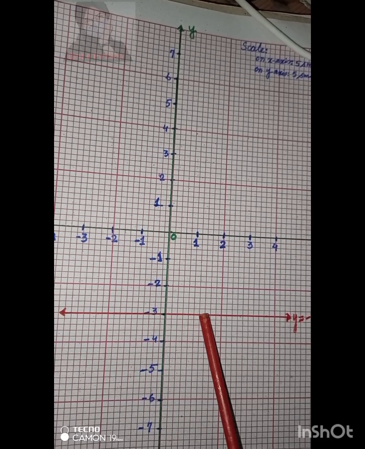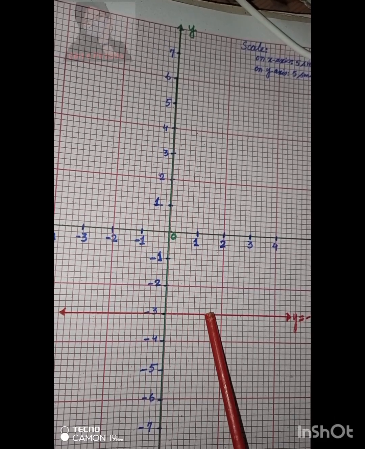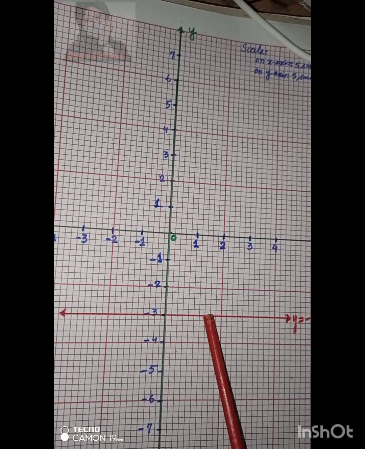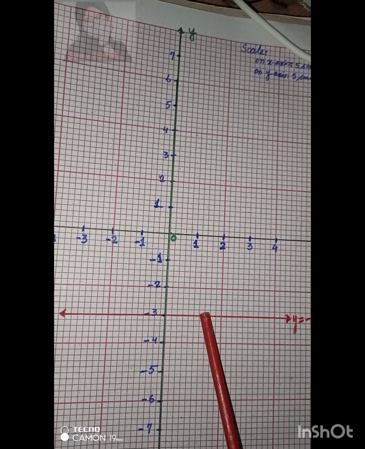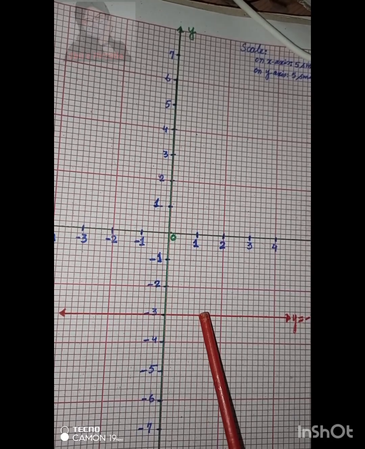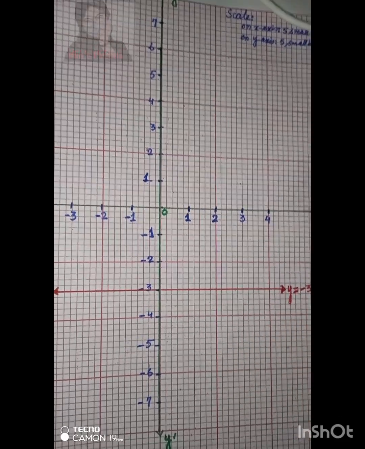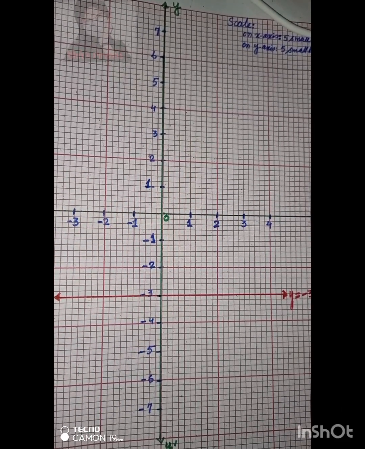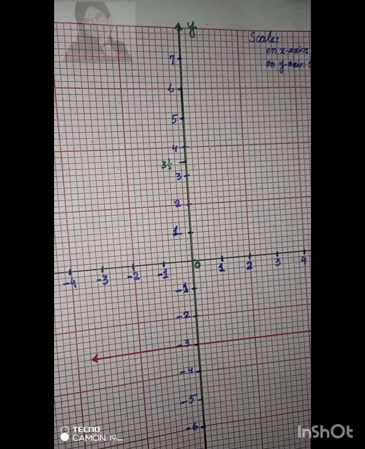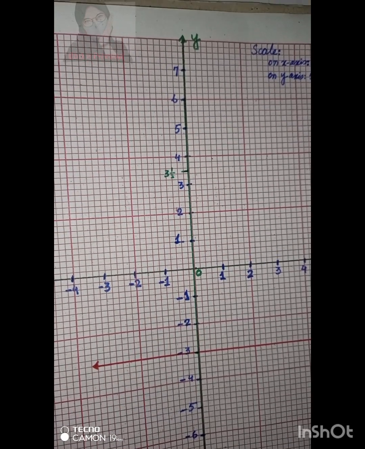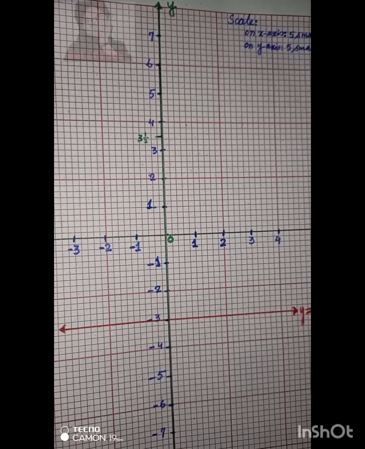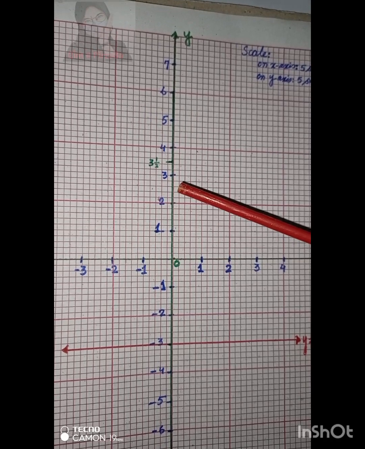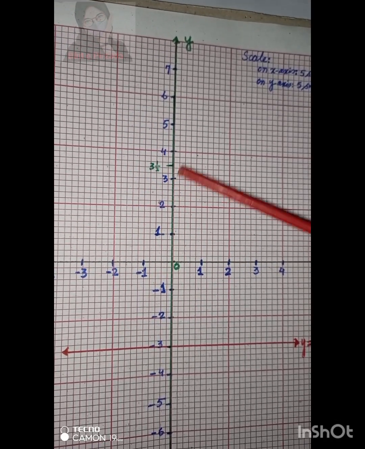I have told you, the gradient of a line parallel to the x-axis is 0. So the gradient of this line is 0. This line has no steepness. It is parallel to the x-axis. So here is the graph of the line y is equal to -3. Now we will draw the graph of y is equal to 3 whole 1 by 2. First of all, we will see where the point 3 whole 1 by 2 is. You can see that 3 whole 1 by 2 means 3.5, and this point will be between 3 and 4.